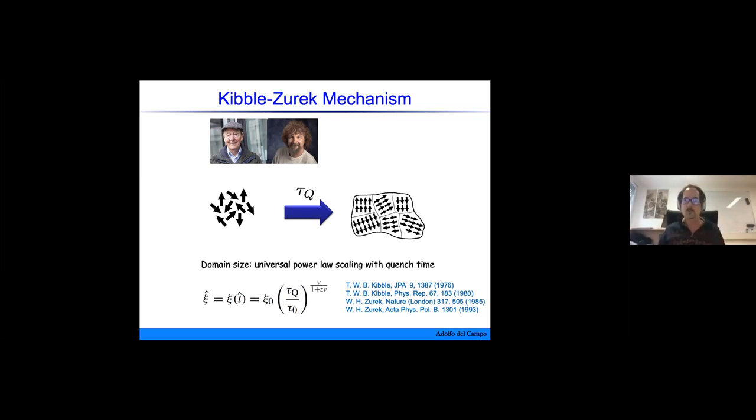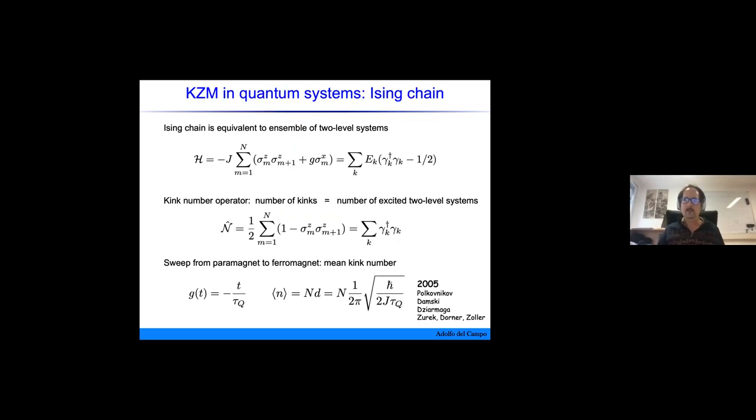This essentially was put forward in a classical context, and there were beautiful works in 2005 that took the very simple one-dimensional transverse field quantum Ising chain, an integrable model that can be written in terms of free fermions. For this model, there's an operator that counts the number of kinks, the number of spin misalignments, and it also happens to take a very simple form in the fermionic language, which is just the sum of occupation numbers.